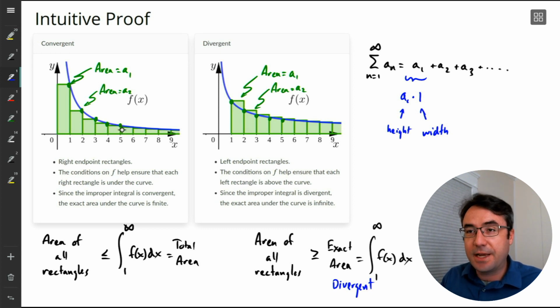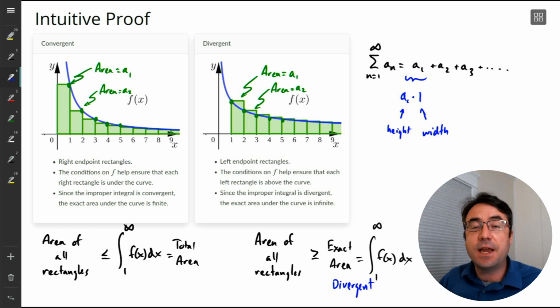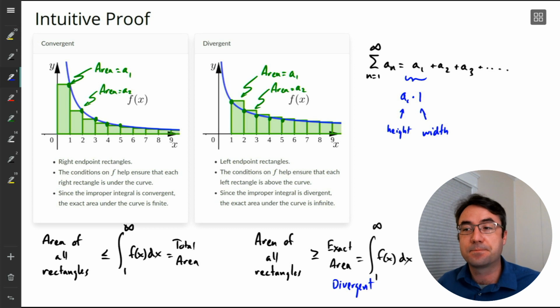Whereas in the convergent case, if we fit all of the rectangles under the curve, the fact that the improper integral converges forces the area to be finite. So it forces our infinite series to have a finite sum. So this is kind of the intuitive idea of what we're doing with the integral test. But let's actually try it out.